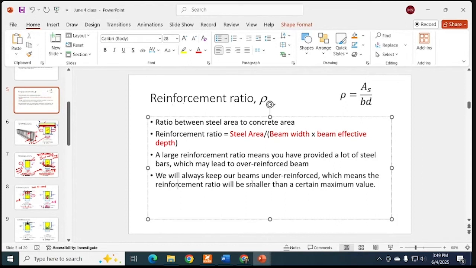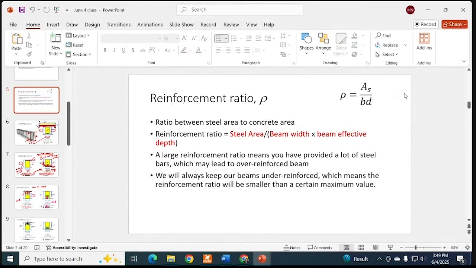We will see it when we design our beams. We shall not provide a large reinforcement ratio. If rho is calculated as AS by BD, if AS is large, rho will be large. If BD is large, rho will be small. So we will always have a trade between AS and BD, between steel area and concrete area.